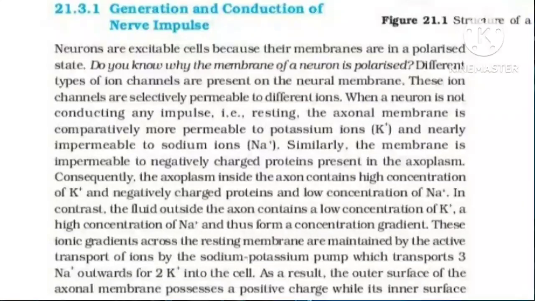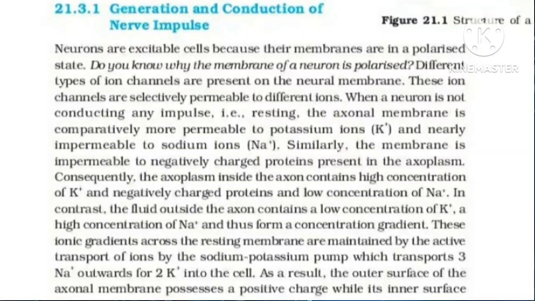When a neuron is not conducting any impulse, that is, resting, the axonal membrane is comparatively more permeable to potassium ions and nearly impermeable to sodium ions. Similarly, the membrane is impermeable to negatively charged proteins present in the axoplasm. Consequently, the axoplasm inside the axon contains a high concentration of K+ and negatively charged proteins and a low concentration of Na+. In contrast, the fluid outside the axon contains a low concentration of K+ and a higher concentration of Na+, and thus forms a concentration gradient.